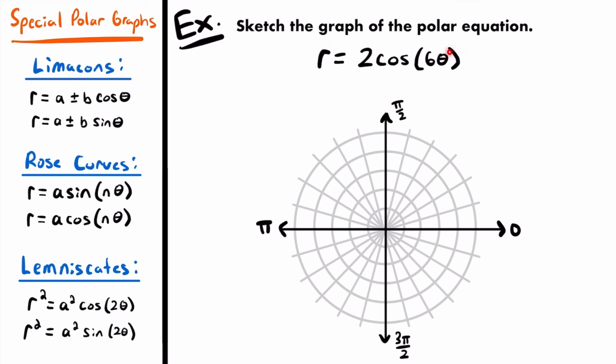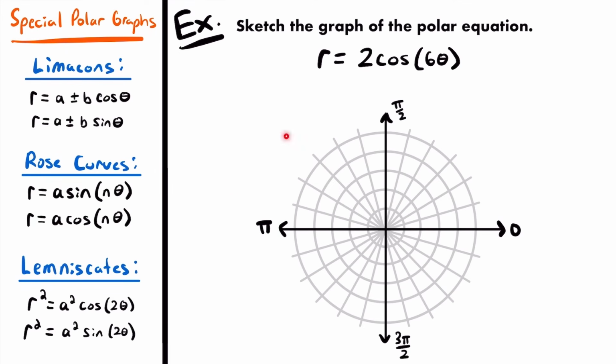And so this polar equation is going to match with the form of a rose curve, right? Rose curves can be represented by r equals a, some constant, times cosine of some value n, another constant, times theta. This is exactly what we have right here.